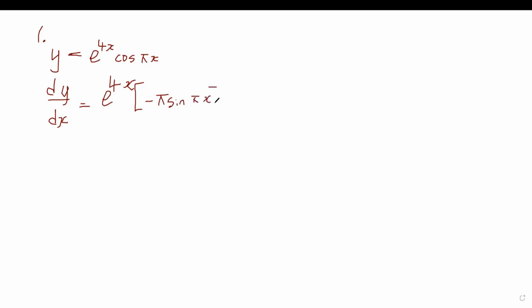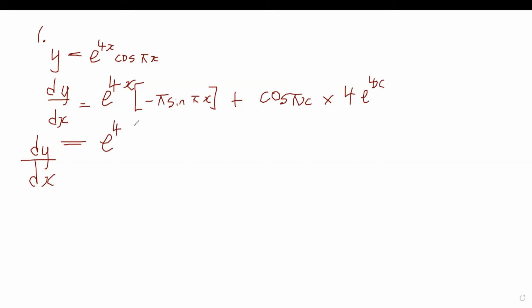That's what we get when we do that. Then plus, keep the second, cos pi x. Then we multiply it by the derivative of the first. So then multiply it by 4 times e to the 4x. And that's the answer. Of course, you can't leave your answer like that. You need to simplify it. So to simplify it, what we can do is factor out e to the 4x and leave our answer pretty. So factoring out e to the 4x, we're left with minus pi sine pi x plus 4 cos pi x.